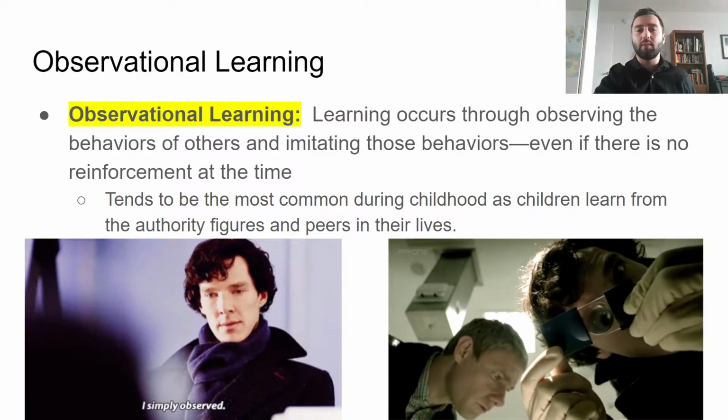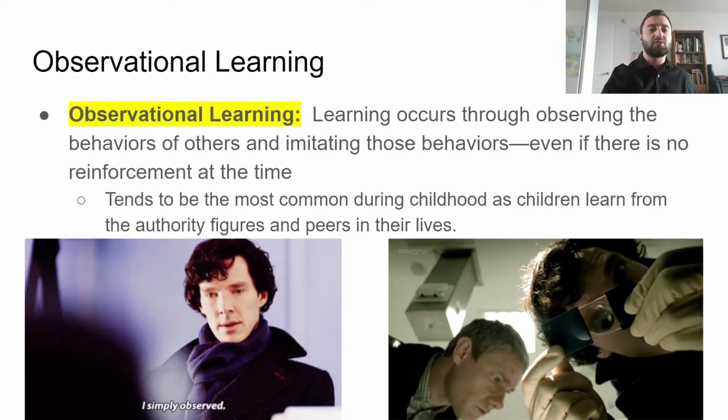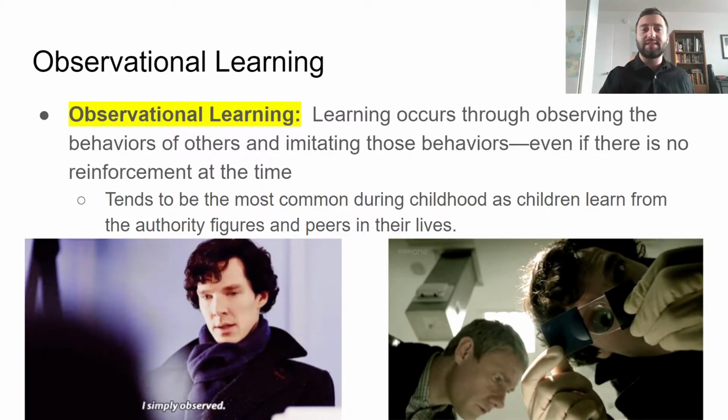This tends to be very common during childhood as children learn from the authority figures and peers in their lives. So again, it's really simple to think about if you've ever been around a little kid or if you have a younger sibling, especially if they're much younger than you, they probably have gone through phases at least where they imitate your behaviors, right? They want to dress like their parents or their older siblings. They want to talk like them. They want to do the things they do.